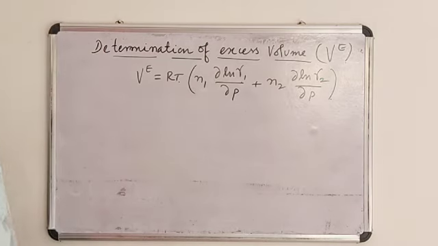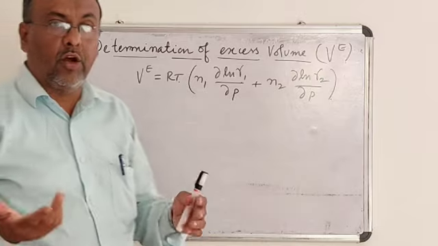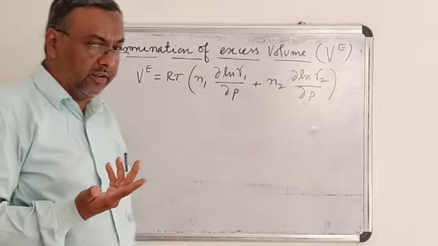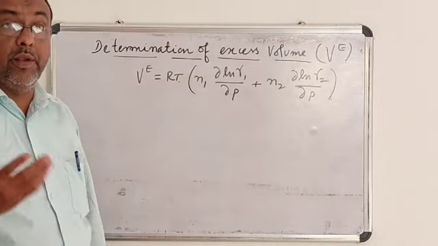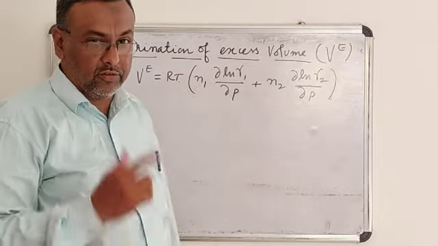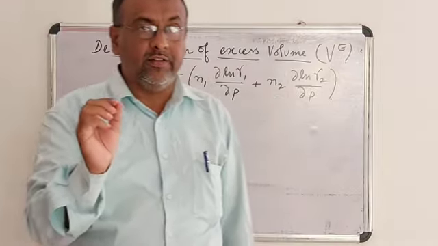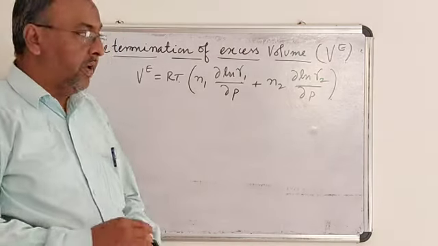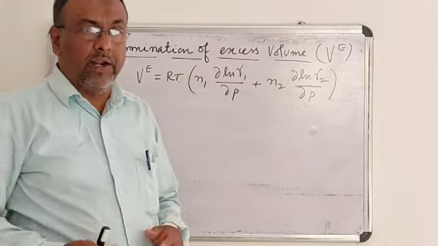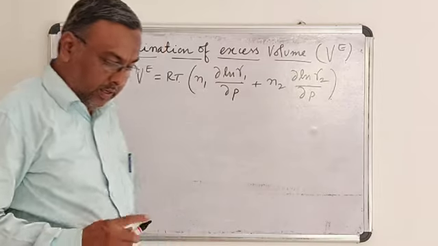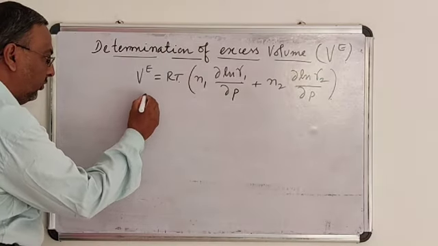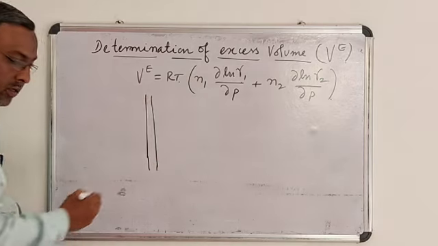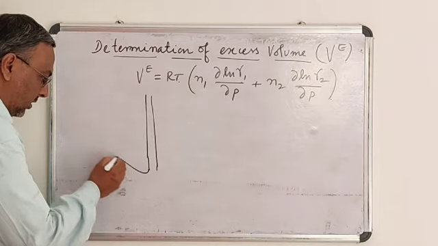When the excess volume for any ideal system becomes equal to 0, then automatically the variation of activity coefficient will be independent of pressure. But actually it is not so. We have to find out exactly what is the excess volume for any real system. For this, we are using the instrument called dilatometer. Dilatometer is used to find out the excess volume.